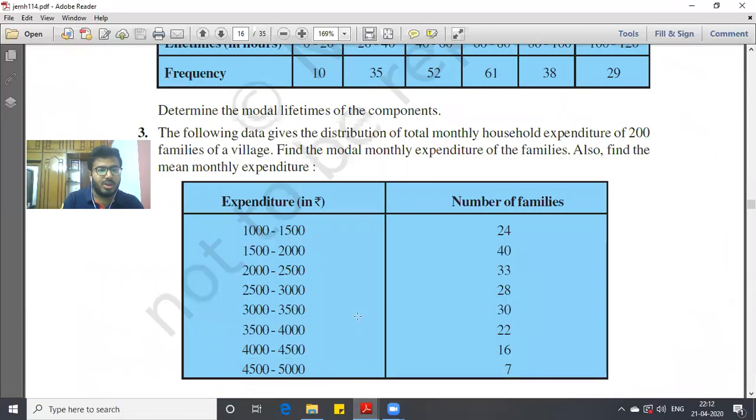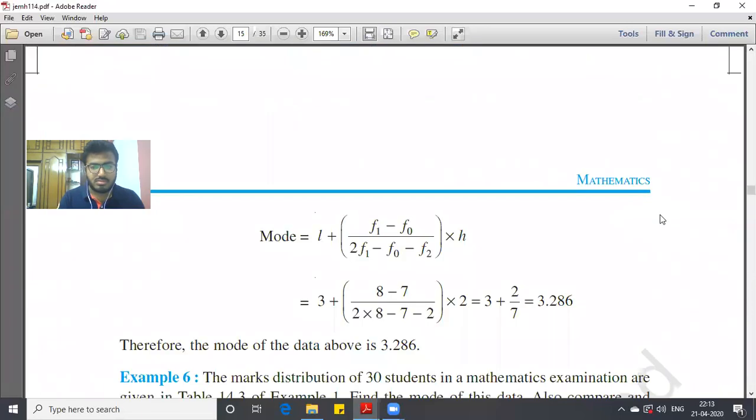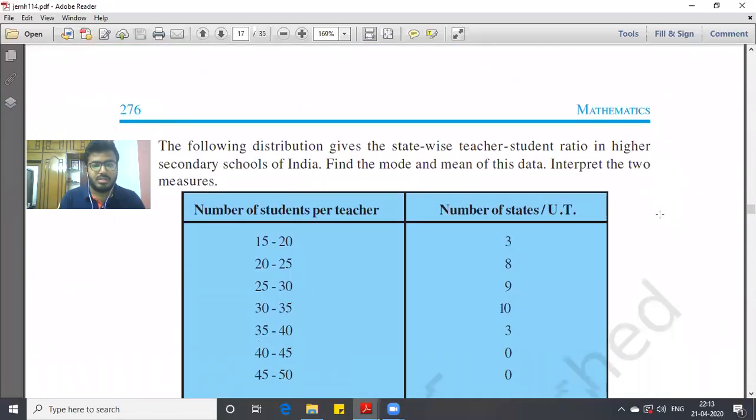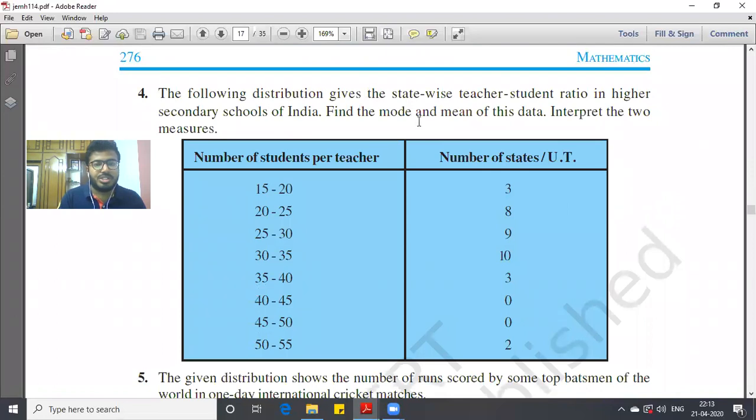Now going back to the question. Okay, you also need to find the mean. Now the mean you can find out in the same method. You can find it yourself and give me the answer. Okay, now we'll be going into the fourth question. The following distribution gives the state-wise teacher-student ratio in higher secondary schools. Find the mode and the mean of this data. Interpret the two measures. Now you know how to find the mode and also the mean. And interpret the two measures.